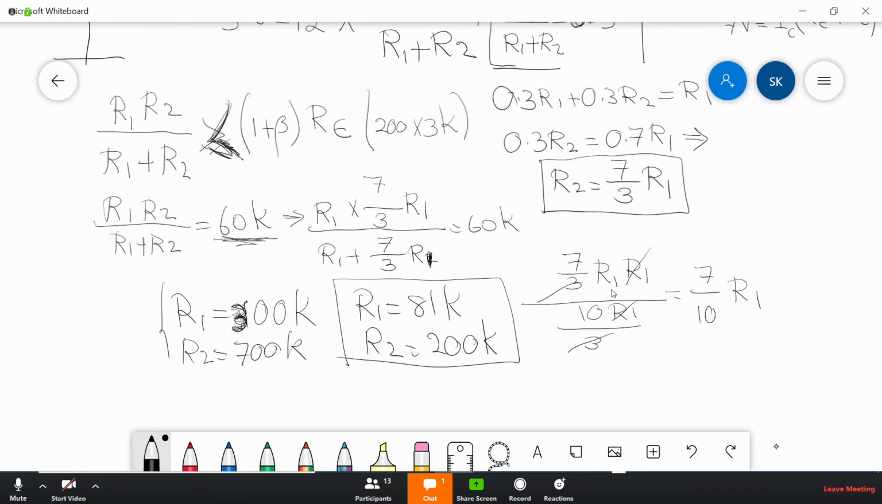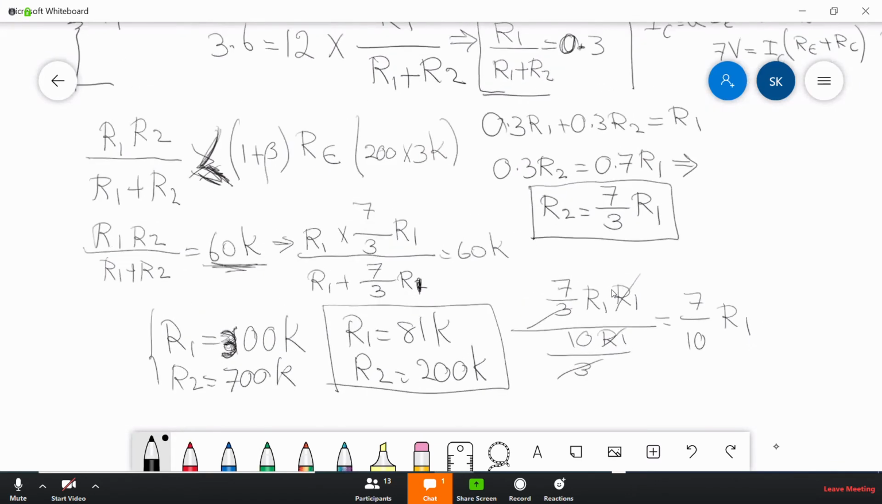Now, we want to decide on the value of... so now you can see RE, RC, R1 and R2 are decided on. So we just need to go over the three capacitors.